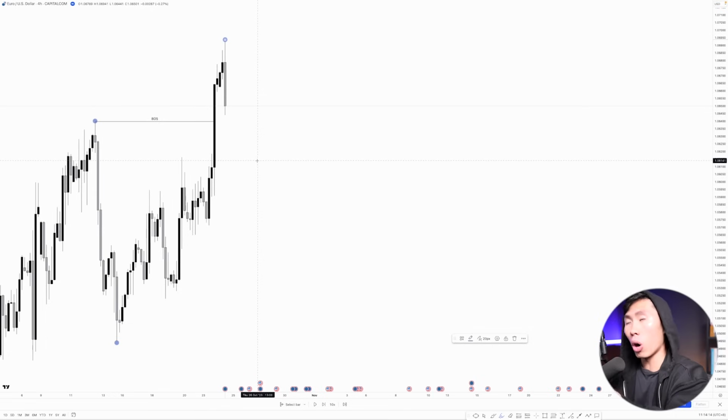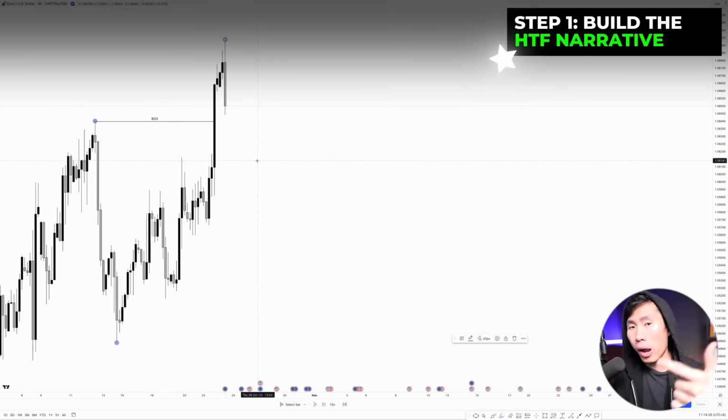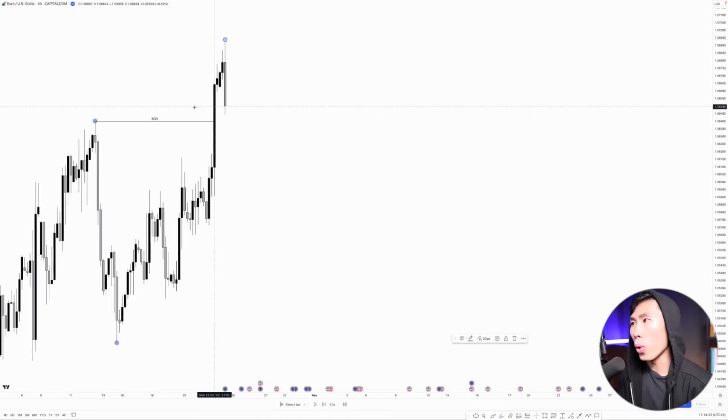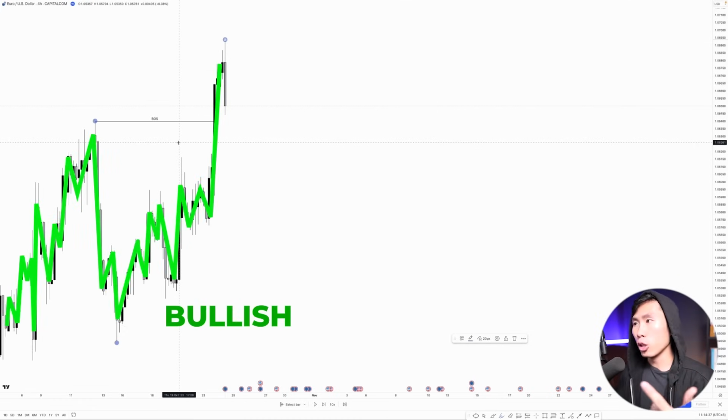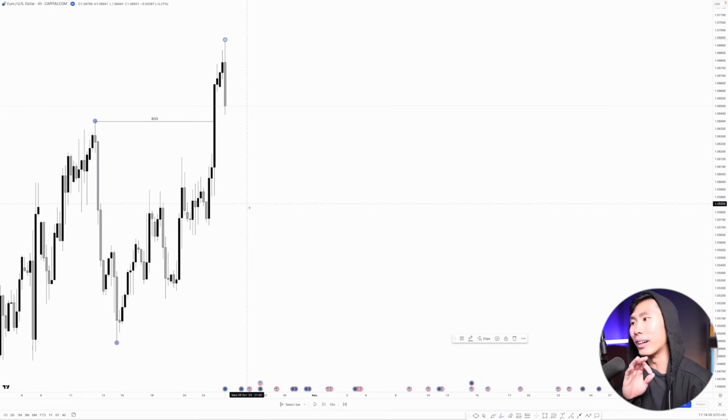And right now, we are still on the 4-hour time frame. We haven't dropped down to the 15-minute time frame to look for our entry yet because price has not gotten into our zone. Actually, no, we haven't even marked up the zone yet. Right? So we are still on a 4-hour time frame, observing what price is doing. Step 1, building the higher time frame narrative. Right? So at this point of time, we know that we are officially in a pullback phase and price is in a bullish uptrend. So we want to actually enter for a buy at a demand zone.